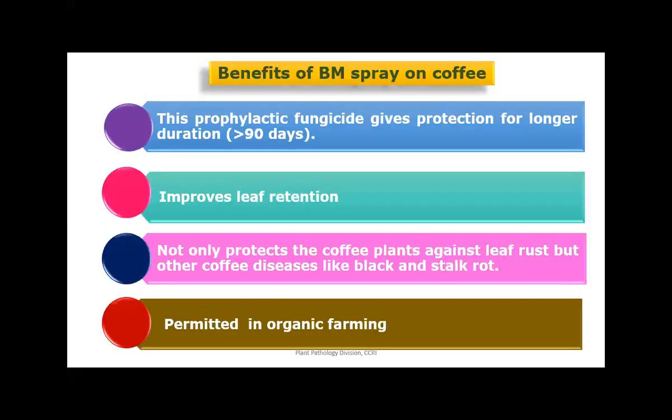Then again, one more, I think this is a repeated slide. Prophylactic fungicide gives protection for a longer duration, more than 90 days, and it improves leaf retention. It not only protects the coffee plants against coffee leaf rust, but is also equally effective for the rot diseases observed during the monsoon season, like black rot and stalk rot diseases. And more importantly, Bordeaux mixture is permitted in organic farming.